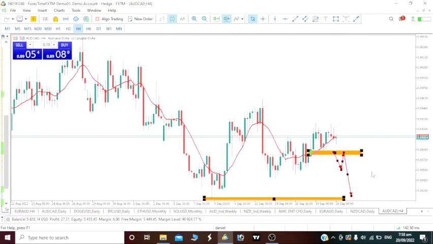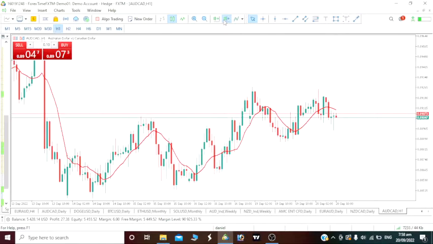So on AUDCAD, we are expecting to go bearish, but once the price gives us the bearish move or the signal, then we can enter the trade for the day.